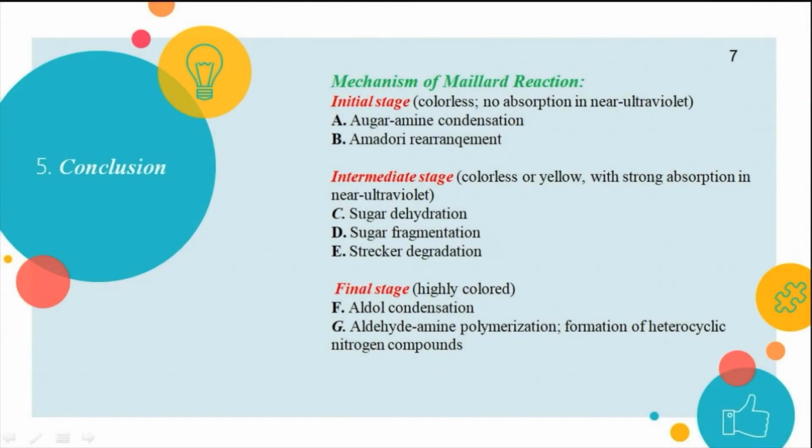In conclusion, we have introduced the mechanism of the Maillard reaction in three stages. The initial stage is colorless and has no absorption in the near ultraviolet, and then the intermediate stage is colorless or yellow with a strong absorption in the near ultraviolet. The final stage is highly colored.